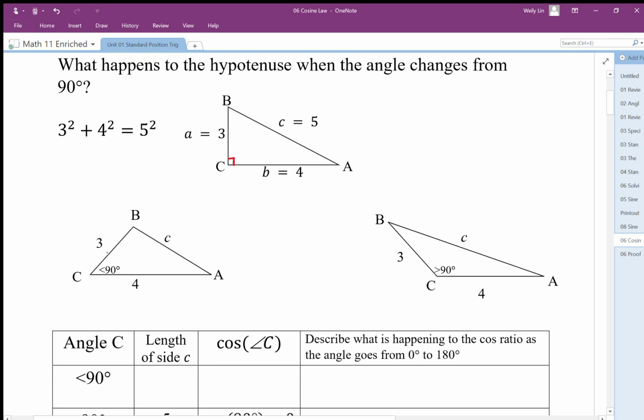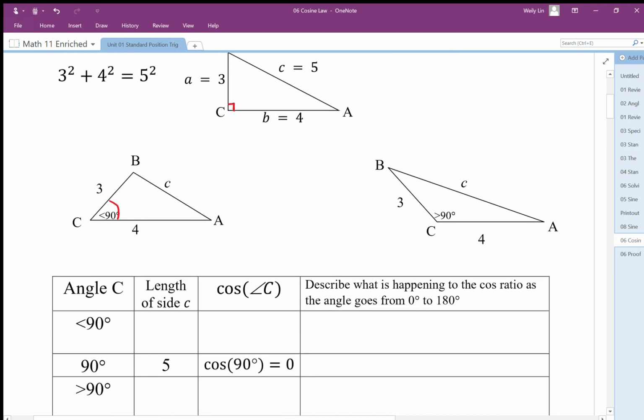So what happens as we change the angle from 90 degrees? Let's say that this angle here is less than 90 degrees. What would happen if we kept the same sides, 3 and 4? So this is length 3, this is length 4. And what's going to happen to that opposite side, side C? Well, we know from the sine law that as this angle shrinks, this side length will get smaller. So the side length is going to be less than 5.